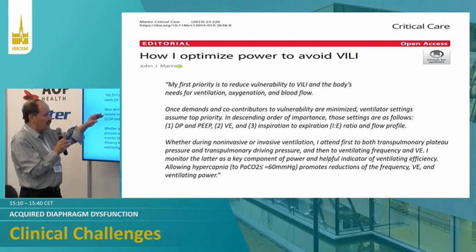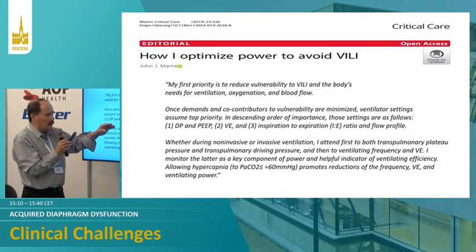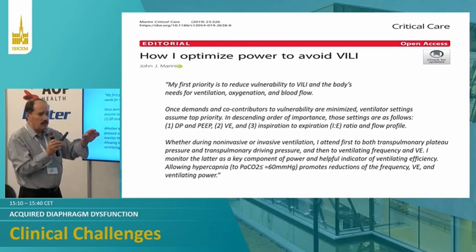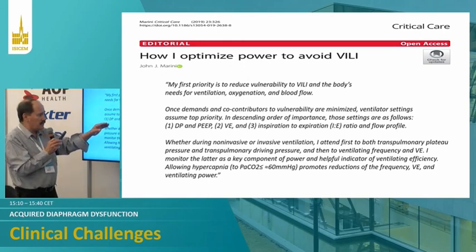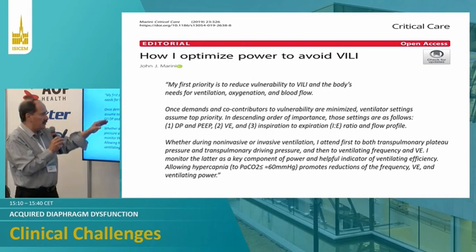Once demands and co-contributors to vulnerability are minimized, ventilator settings assume the top priority. In descending order of importance, those settings are as follows: driving pressure and PEEP, minute ventilation, which includes frequency, and inspiration to expiration ratio and flow profile. The flow is important for reasons that it distributes the power within the lung. But it's in third place behind the frequency, the minute ventilation, and the driving pressure and PEEP.